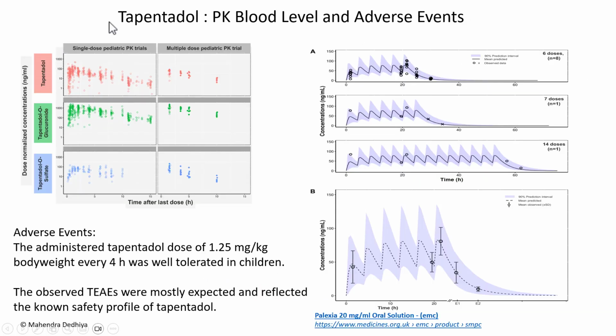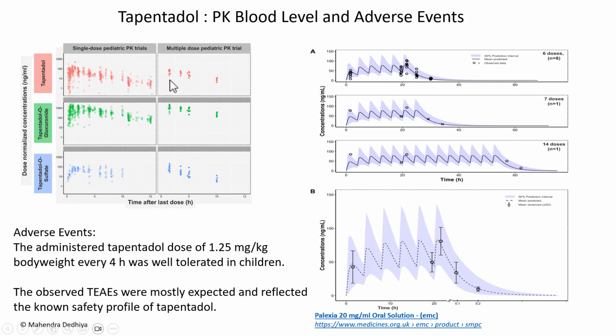Let's look at the tapentadol PK blood level and adverse events. In this case, tapentadol and two metabolites are being looked at. For the first dose only, all the subjects are shown here. As you can see, the drug reaches the maximum concentration and then it declines. Similarly, metabolites increase and then slowly decline over time.